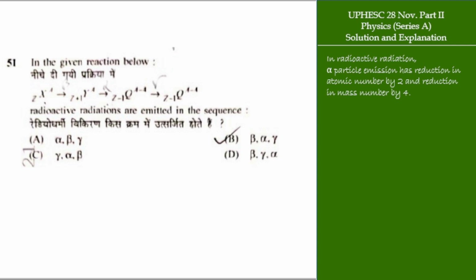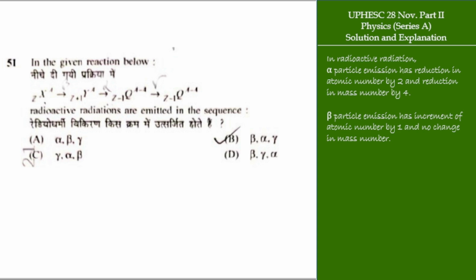So for first conversion, first emitted radiation, the atomic number is changed by increment of 1. Means for X it was Z and for Y it is Z plus 1. And the change in atomic number with increment of 1 occurs during beta decay because mass number is the same for X and Y, A. So beta is the first particle which is emitted here.